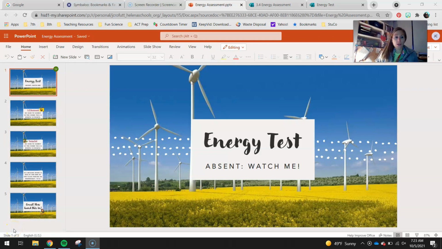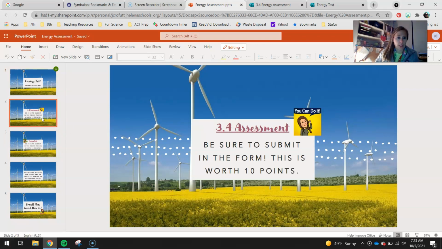Hey, 8th graders. So today is your energy test, and you guys will be doing two parts to this test. The first part will be the Amplify part, and the second part will be a little quiz that Miss Grappo and I put together just to give you guys a basic test of your knowledge on energy. Okay, with that being said, we're going to go ahead and move on to slide 2.